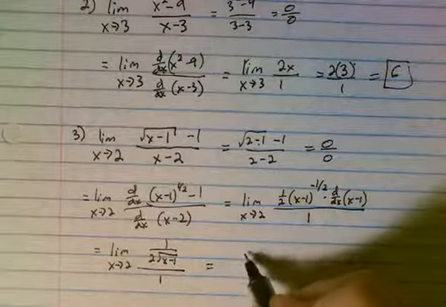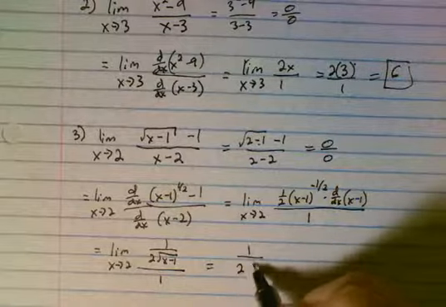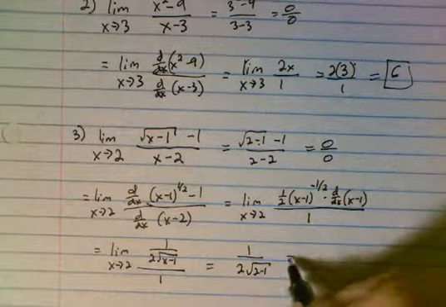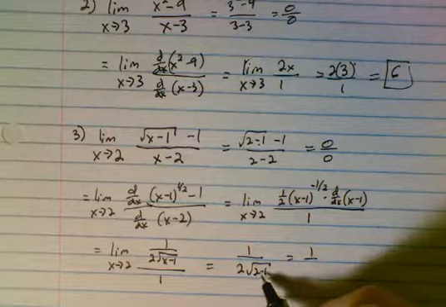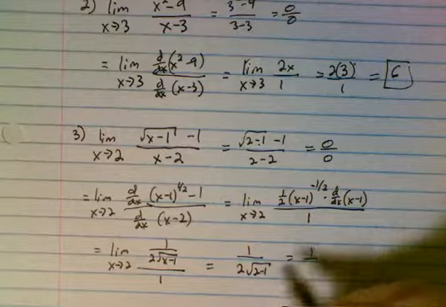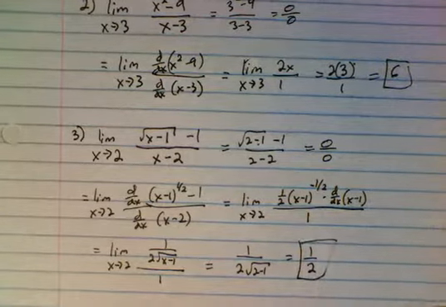So now we can just substitute that in. 1 over 2 square root of 2 minus 1. 2 minus 1 is 1. Square root of 1 is 1. So the answer is 1/2.